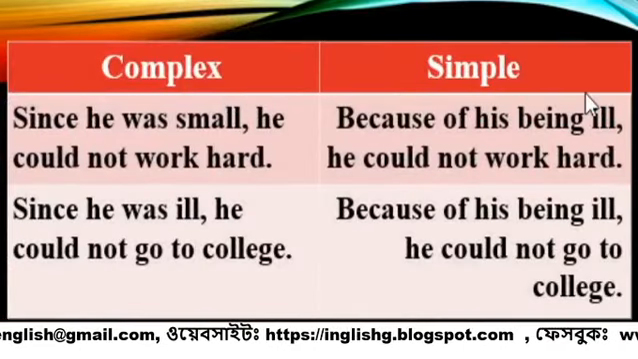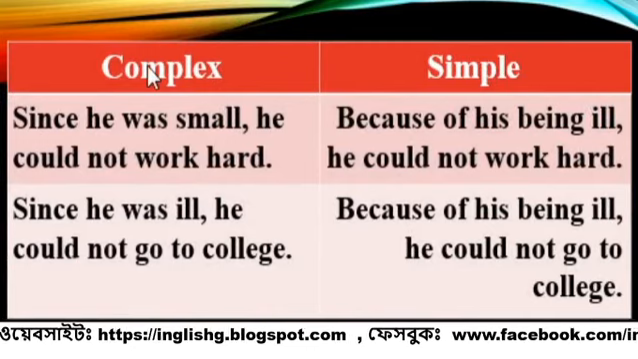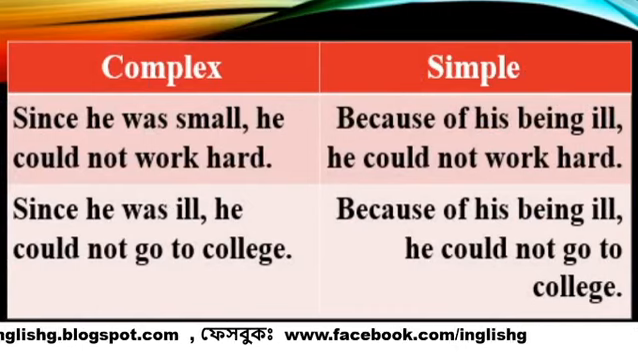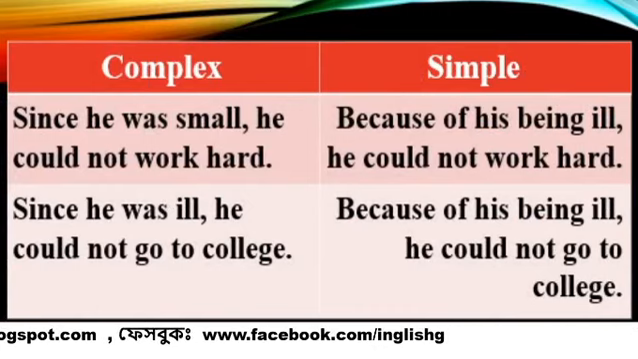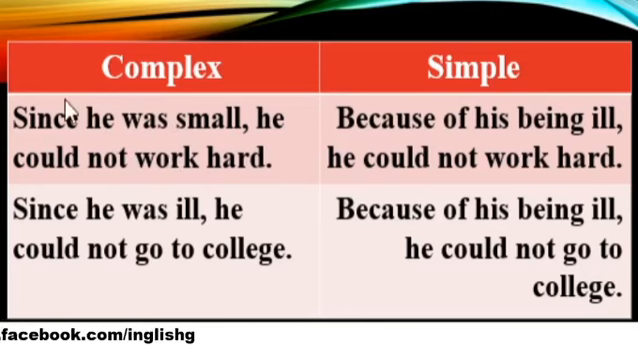Simple to complex or complex to simple. How can we change from one to another? See the example. Complex sentence: since he was ill, he could not work hard. In the complex sentence, since is used. Simple sentence: because of his being ill, he could not work hard. Here, because of is used in the simple sentence instead of since in the complex sentence.